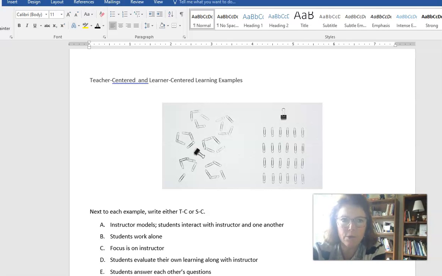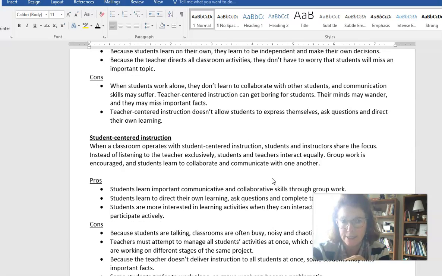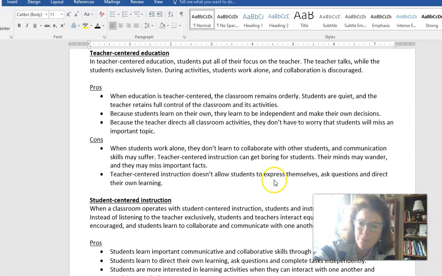Everyone, I'm just going to quickly review teacher-centered and learner-centered teaching, and you were supposed to do this activity. I just wanted to quickly go over, of course, you saw the pros and cons. There are advantages to both.